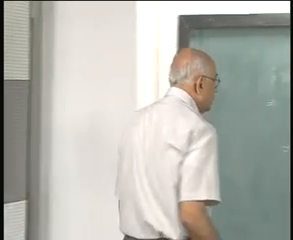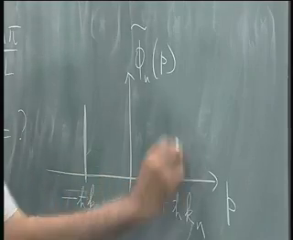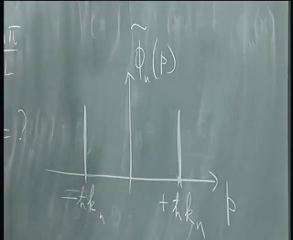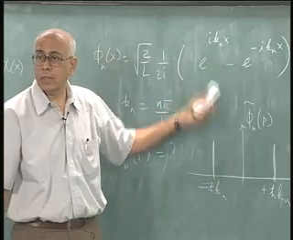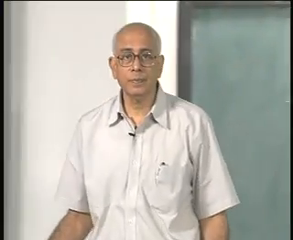So what should I draw? A delta function here and a delta function here. That is what this function looks like, right? Two momentum eigenstates. Classically we can understand this. It is because the fellow is either going this way or going that way. That is the end of it.